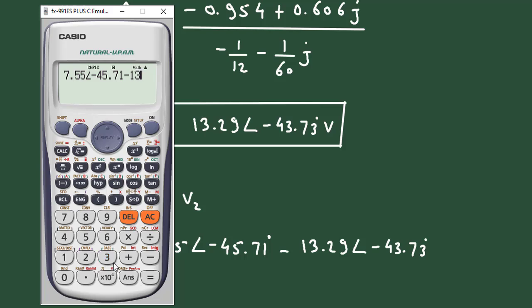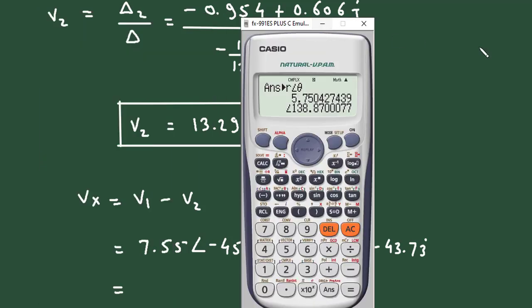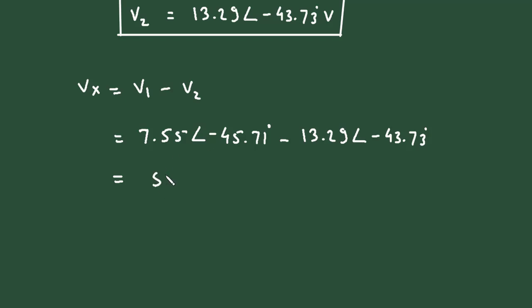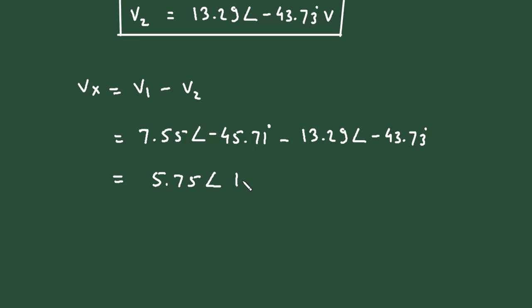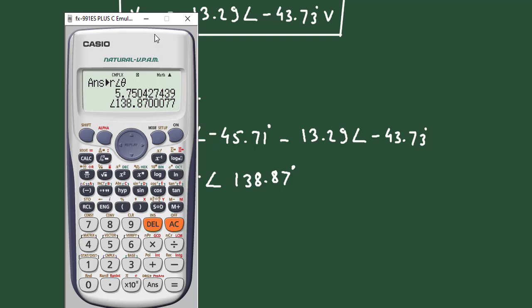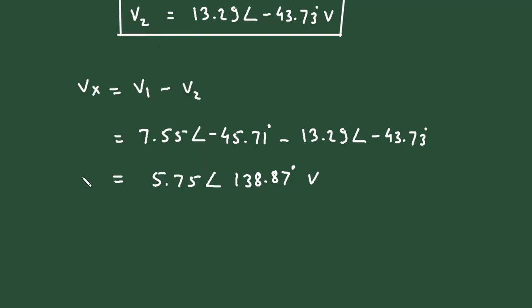then minus 13.29 at an angle minus 43.73. So it is equal to this much in rectangular form. In polar form, this will be, shift to 3, 5.75 at an angle 138.87 degree, and since it is a voltage, so its unit will be volt. So this is the answer for Vx.